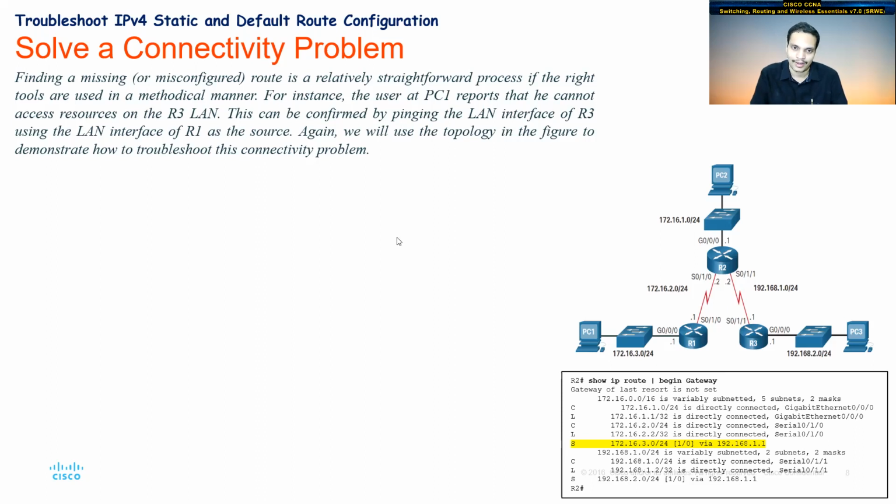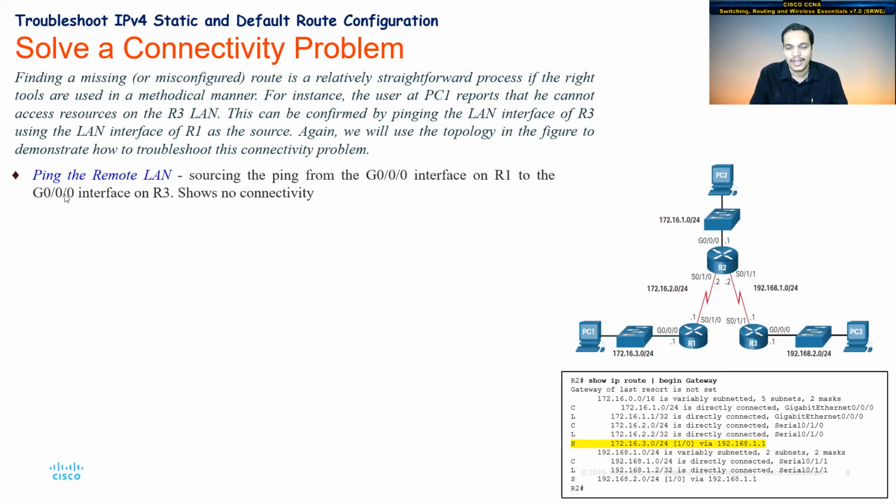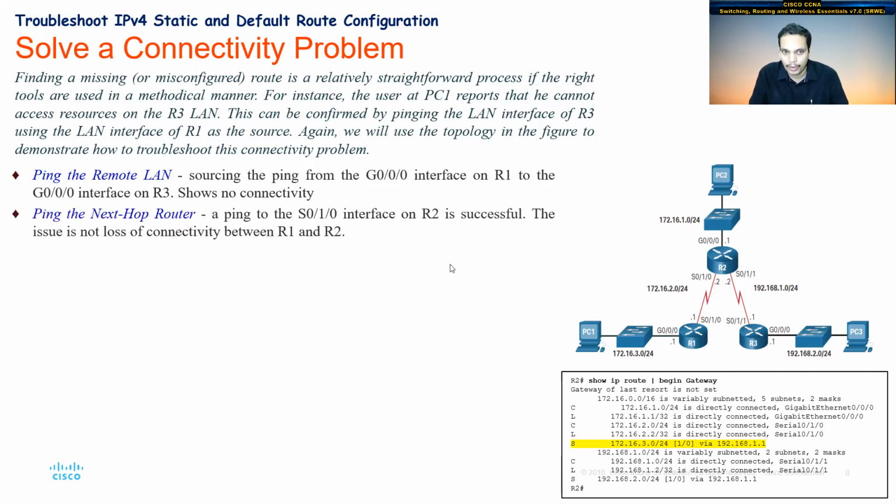You can use your knowledge, you can use your experience. Generally, these are the common steps that any network administrator will take to verify where the issue is, or what is creating this problem. So ping the remote LAN, sourcing the ping from the LAN interface on R1 to the LAN interface on R3. It shows no connectivity. And then you ping the next hop router.